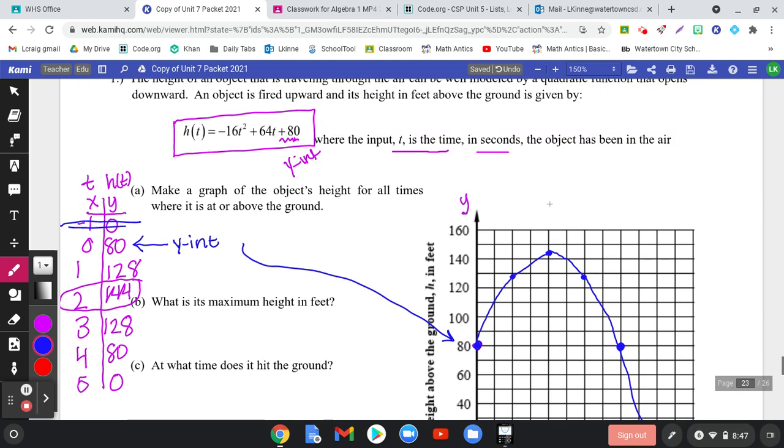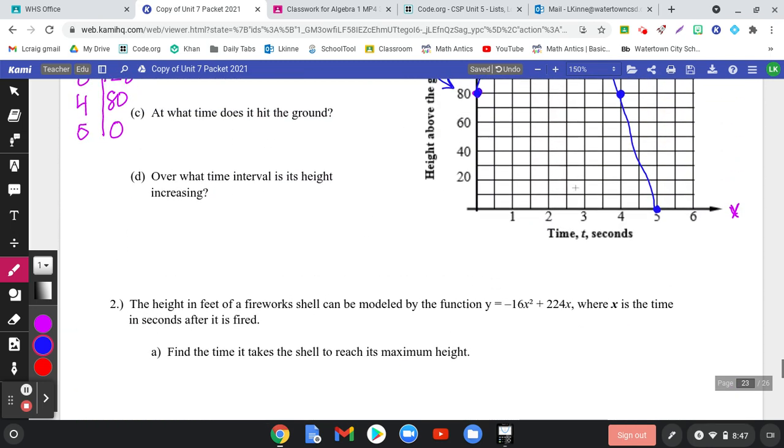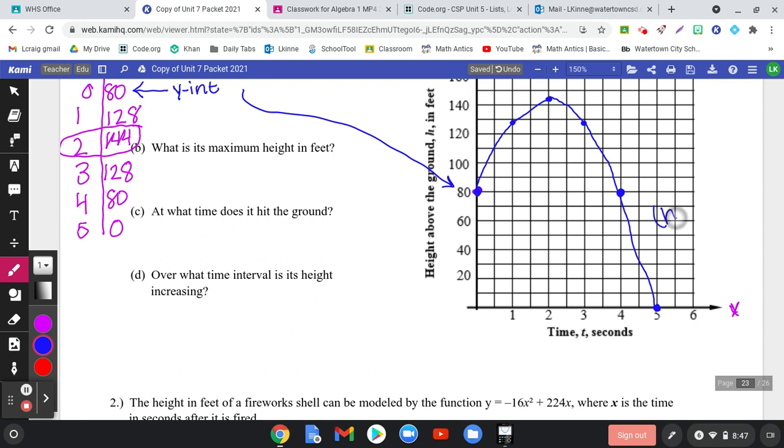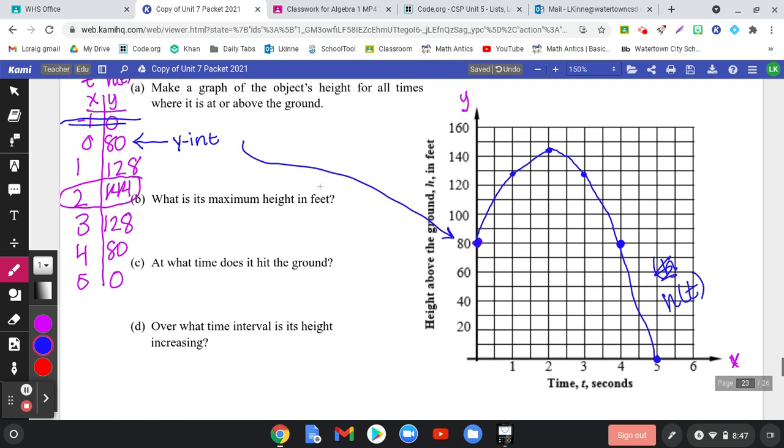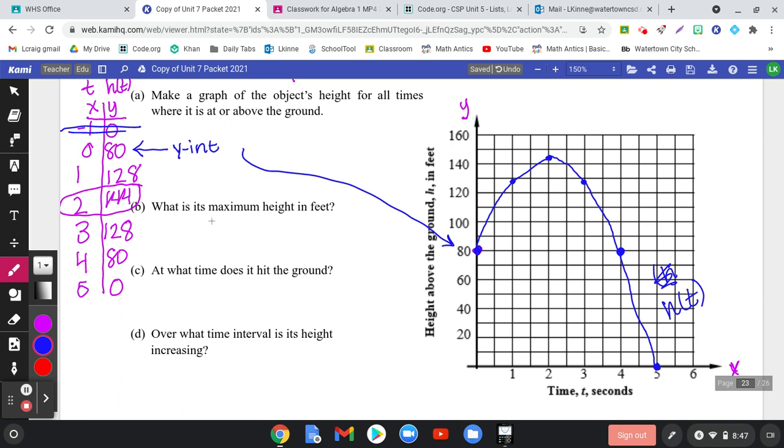So first of all, I'm going to label this h of t, just like any other graph. You can put the whole equation if you want, but you don't have to. All right, what's the maximum height in feet? Here's the max up here. All right, it got up to 144 feet.